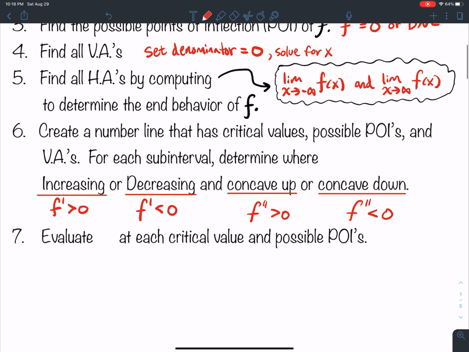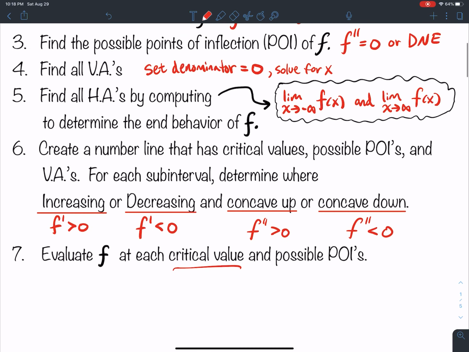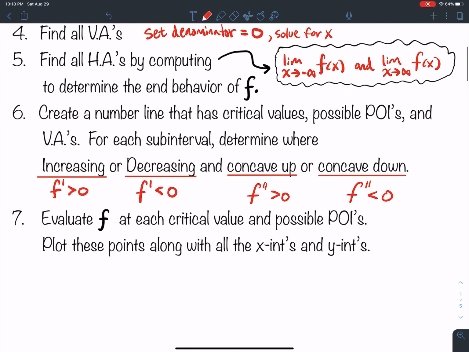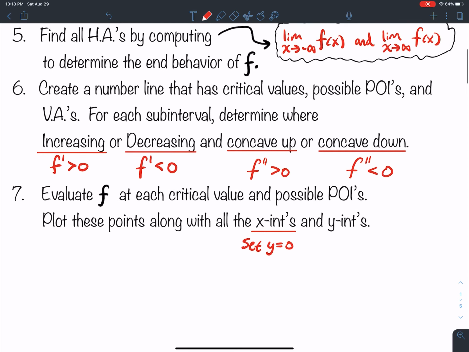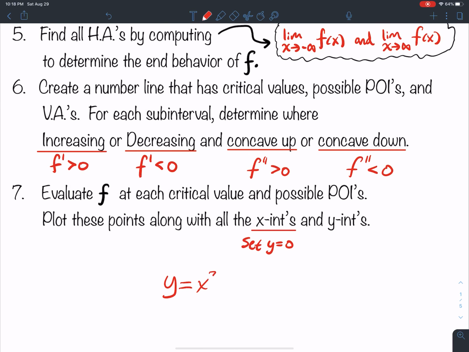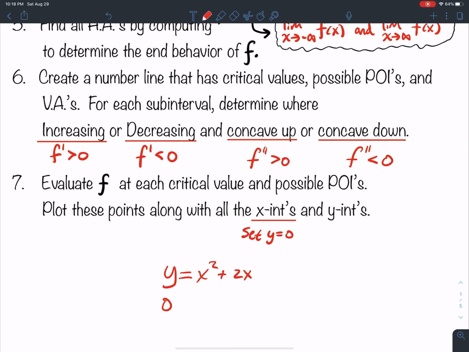Number 7, I want to evaluate f at each of the critical points and the possible points of inflection, and plot those points along with the x-intercepts and y-intercepts. Now, how do I get an x-intercept? Go back to college algebra. You set y equal to 0. So if you had y equals x squared plus 2x, to find the x-intercept, I put a 0 in for y. Okay, and then I solve for x, right?